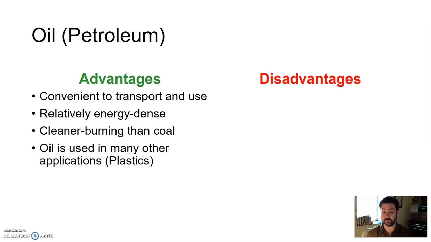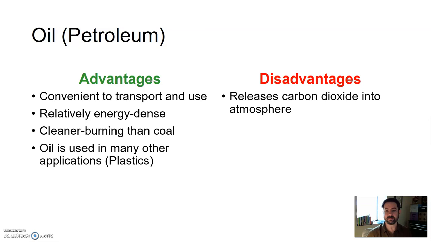Oil is also used for many other applications, including plastic. Plastic, like this marker here, is made of plastic. Anything that's made of plastic, in order to make plastic, you need oil. That's a component of all plastic. All right, that's why plastics are nasty stuff.